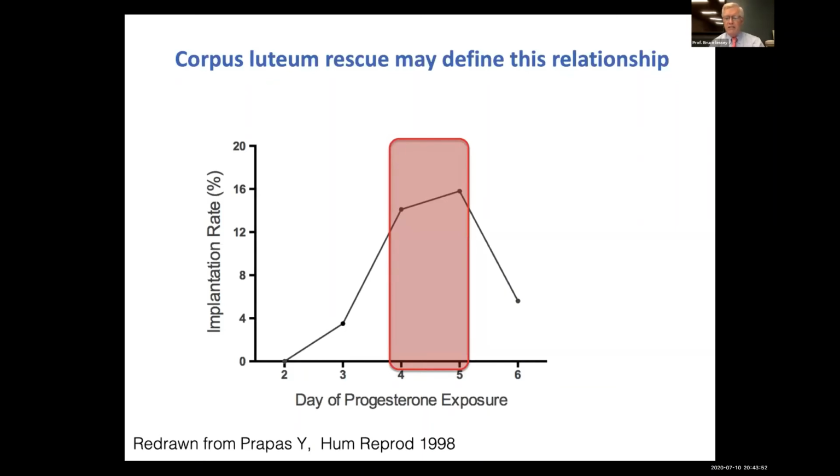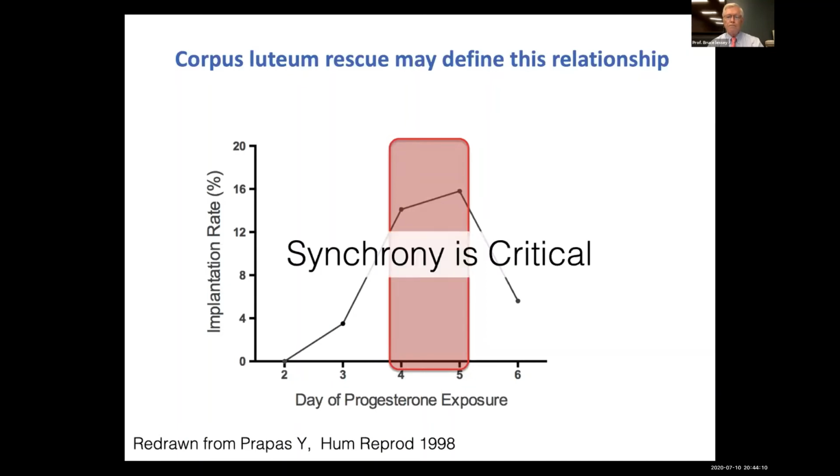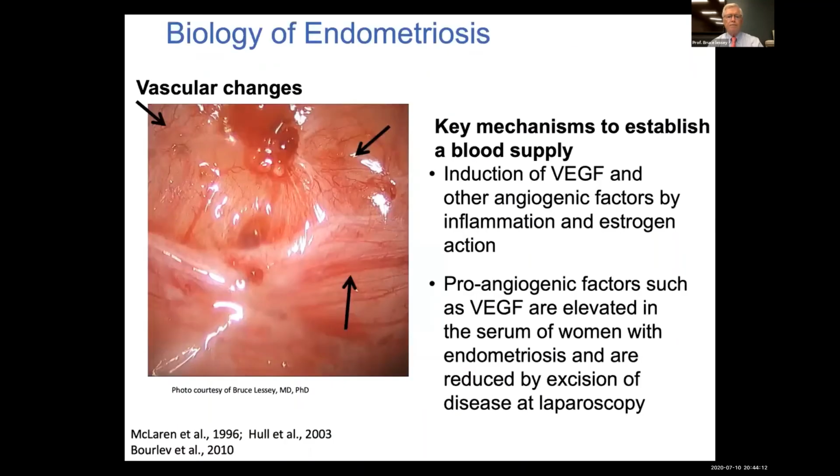Getting back to my inflammation slide and progesterone resistance, you can clearly imagine that if progesterone was not acting well, that these days of exposure for progesterone would be affected and endometrial quality defects would result. So synchrony is critical.